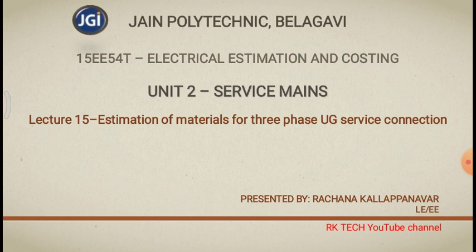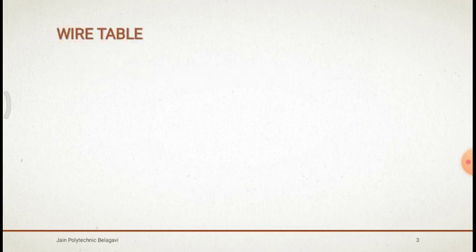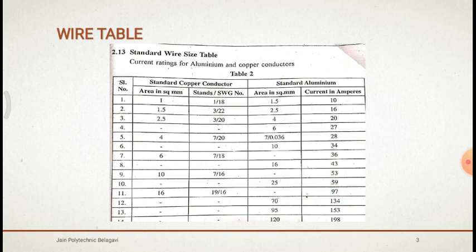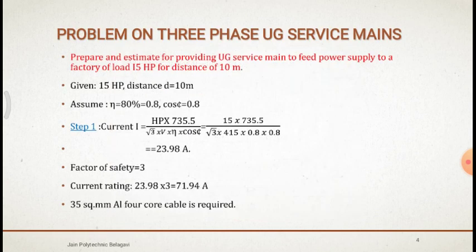Next, we'll see the content of today's video, that is a problem on three-phase underground service main. Very important in all estimation problems, we require a wire table to calculate the size of the cable. It may be copper or aluminum. For service main we prefer aluminum, and for interior wiring we use copper cable. Now for the service main problem we require aluminum, so you can see the table here. Next, we'll see the problem on that.